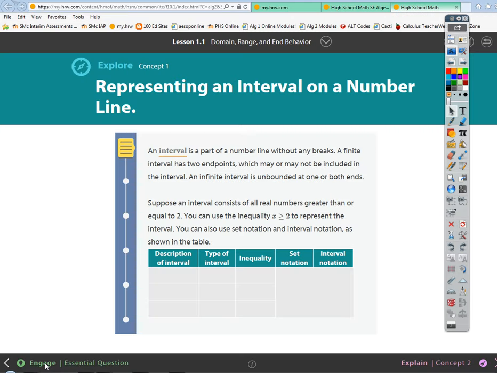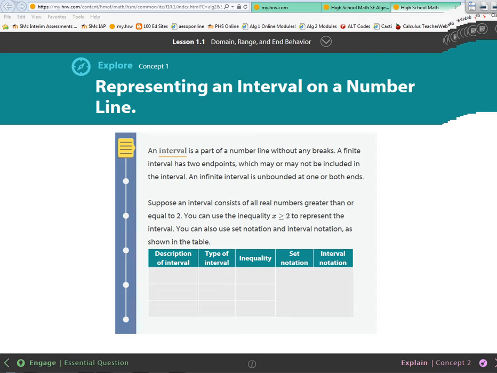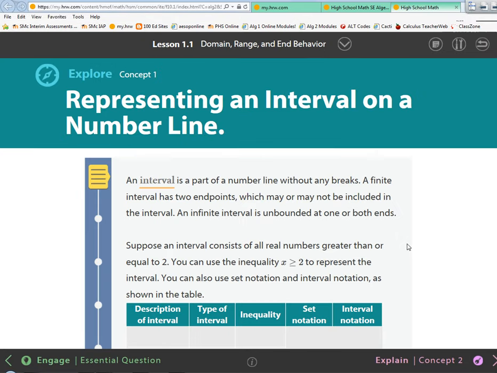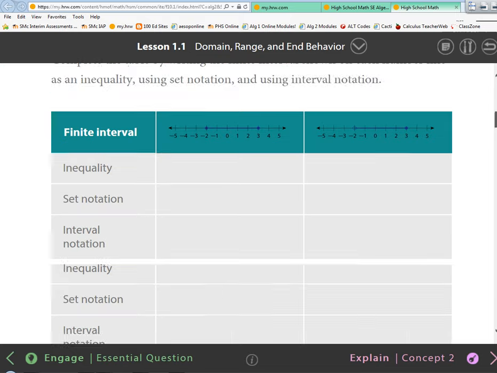All right, so there it is. An interval is part of a number line. Let's make that a little bigger for you, how about? Is that better? Everybody see that okay? Yeah. So it's part of a number line without any breaks, could be finite, could be infinite. Let's look at a couple examples.